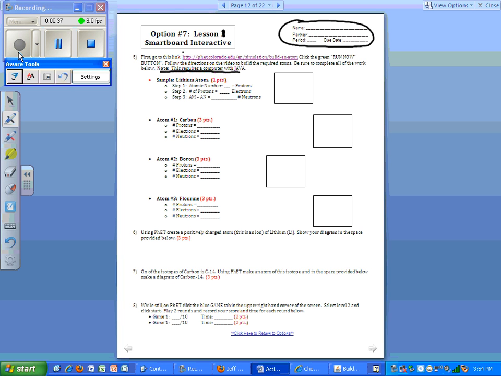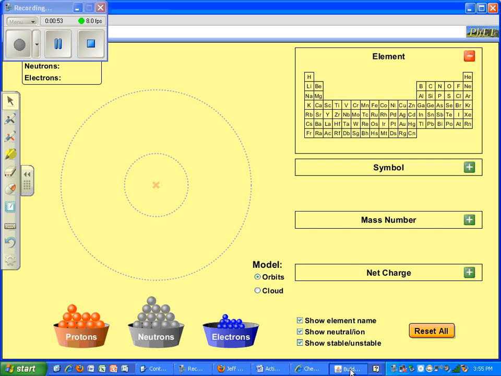So the first thing we're going to do today is we are going to do one of these together. So the first one we're going to look at is lithium. So we are going to do this segment together. You will be responsible for doing these 3 atoms. So first we're going to go to PhET.